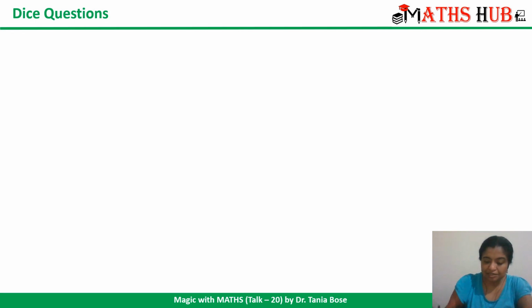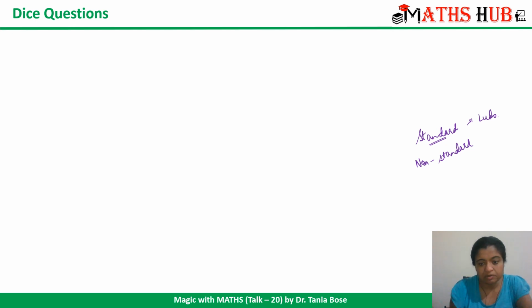Now when you look at the dice, there are usually two types of dice. One is a standard dice and the second one is a non-standard dice, right? Now, what is the difference between a standard dice and a non-standard dice? Standard dice is the one which we usually play with, like the dice of a Ludo, right? In the case of a standard dice, the faces that are opposite to each other always sum to 7.